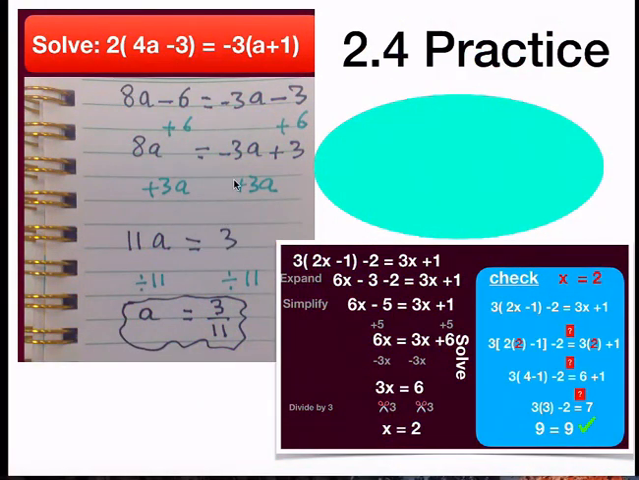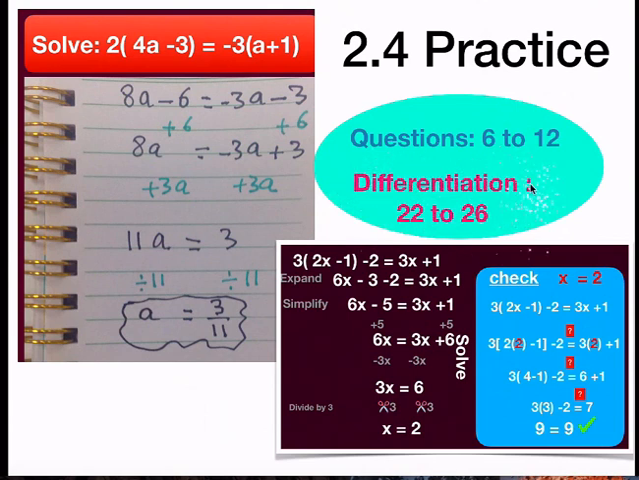I keep these two examples for you, and you are asked to go to worksheet 2.4, the practice sheet, and try questions 6 to 12. And for those who finish early, this is an extension for you. You do 22 to 26.